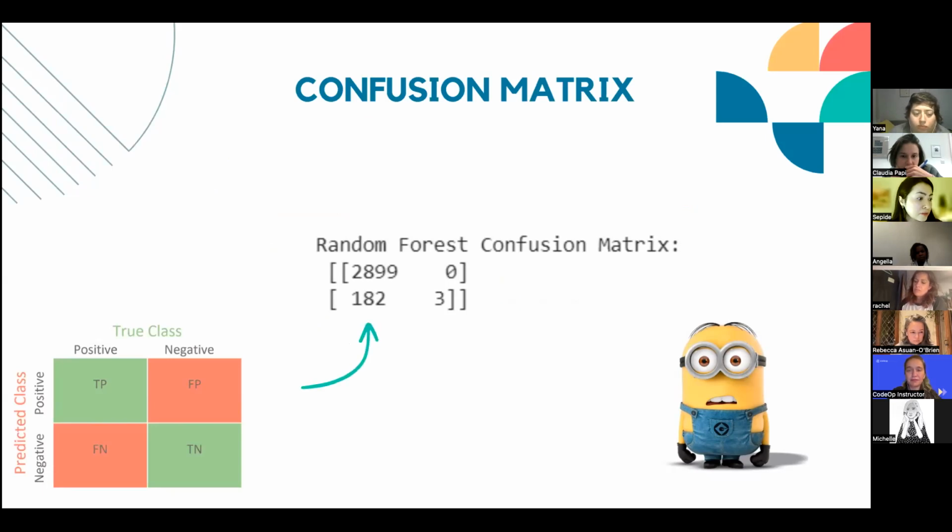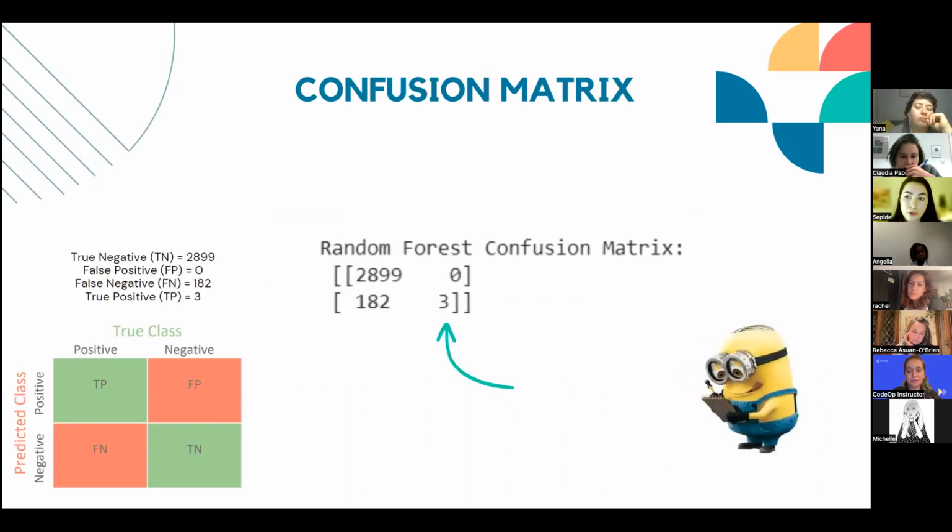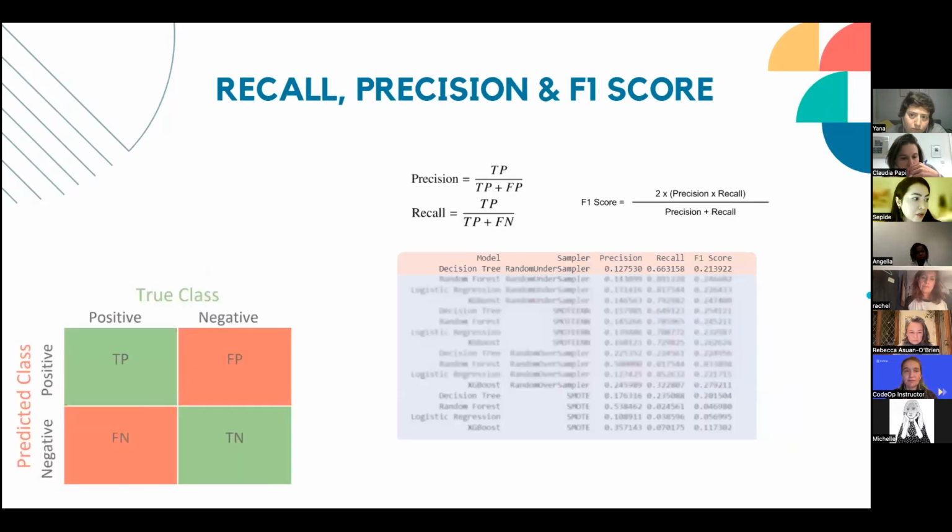But our model missed to identify 182 fraud cases out of 185 and only predicted 3 fraud cases correctly. So it is a confusion matrix, as you can see. It is a powerful metric because it shows in detail how our model performed in each class, and it's also the basis for calculating other important metrics like recall, precision, and F1 score.